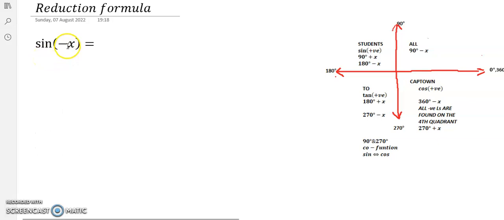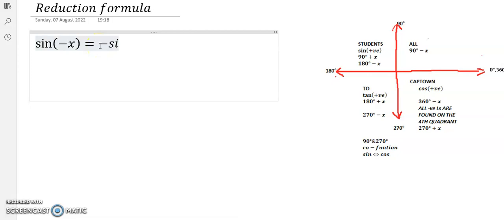Guys, this time around on our reference angle we got negative x, meaning that this is a negative angle, and we know that all negative angles are on the fourth quadrant, meaning that only cos on the fourth quadrant is positive, therefore sine will give us negative, then we have negative sine of x.